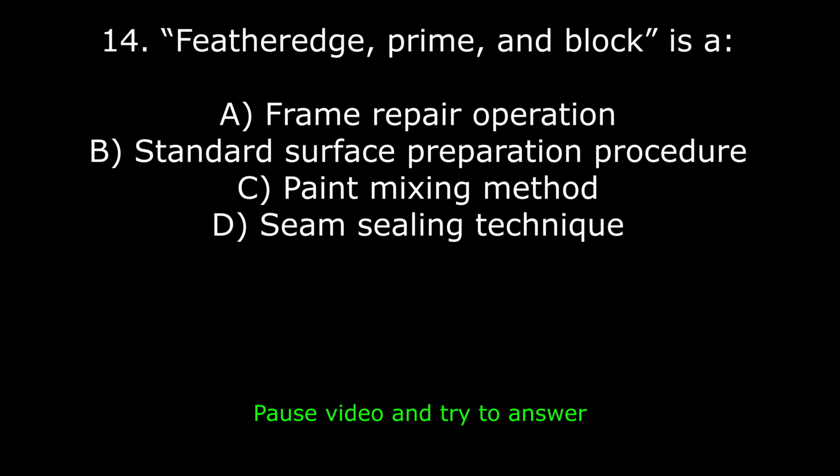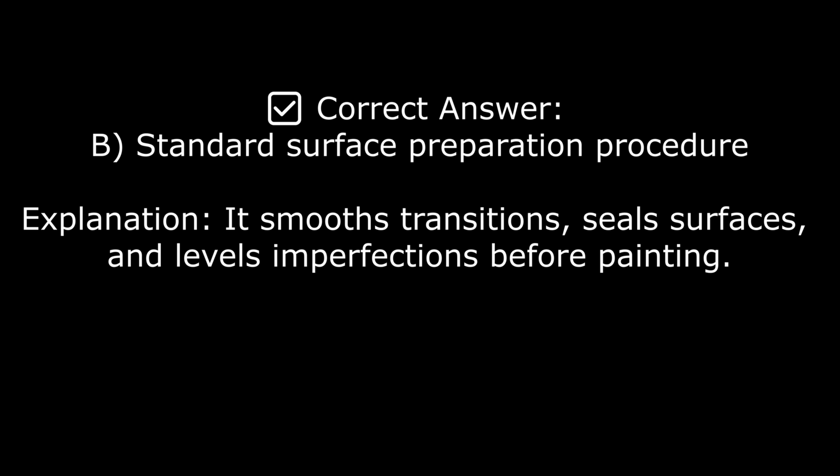14. Feather edge, prime, and block is A, frame repair operation, B, standard surface preparation procedure, C, paint mixing method, D, seam sealing technique. Correct answer, B, standard surface preparation procedure. Explanation: it smooths transitions, seals surfaces, and levels imperfections before painting.